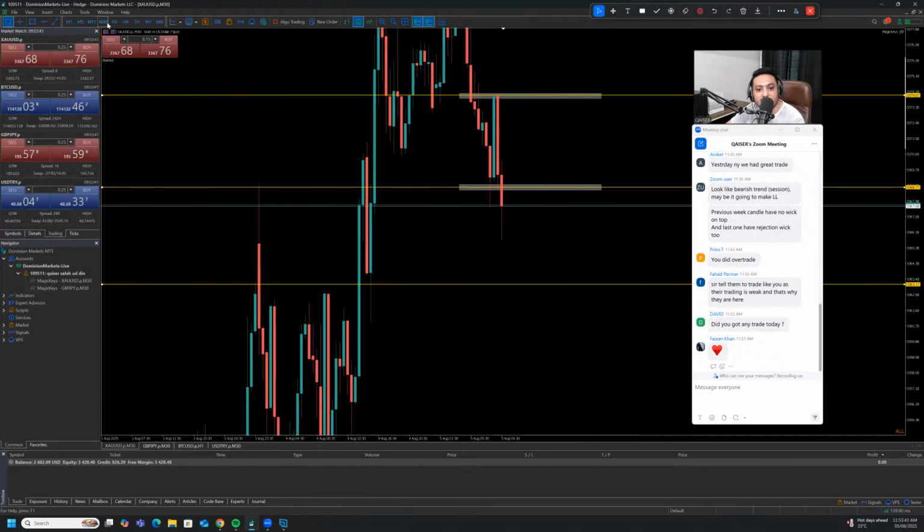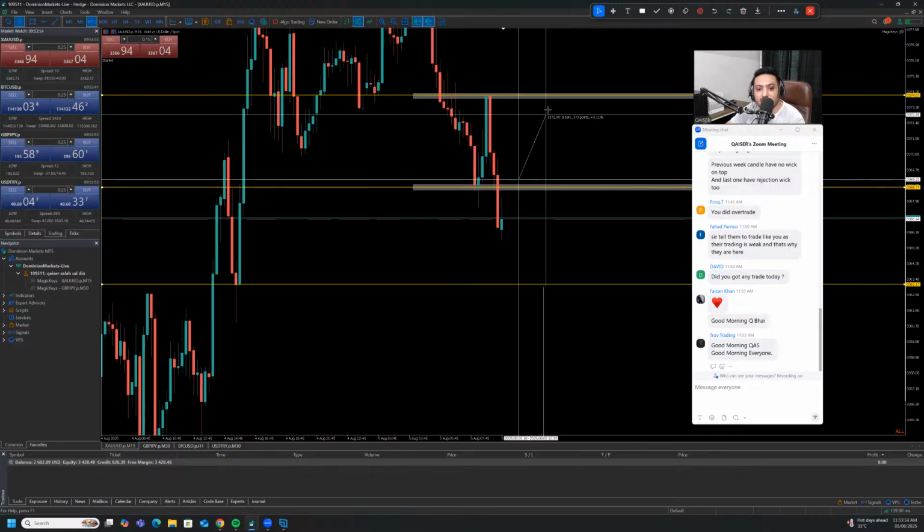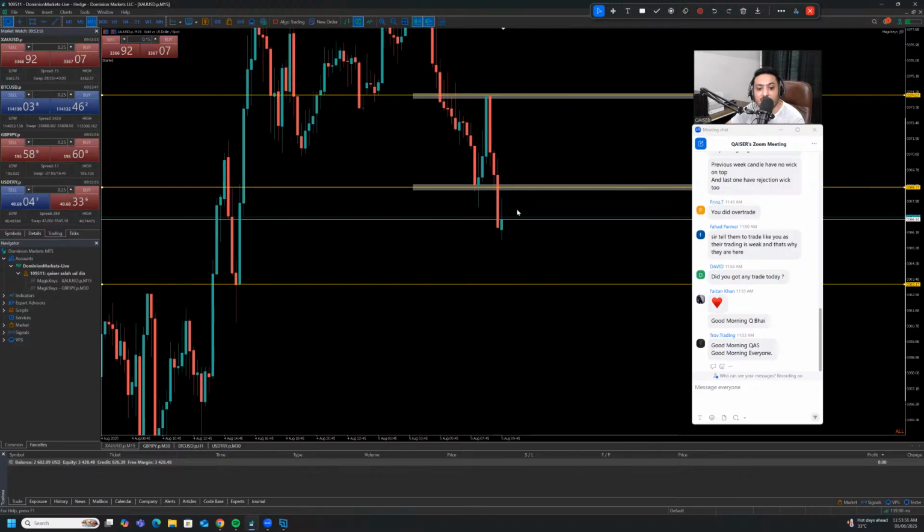And if this M30 candle closes back into the range, or if this M15 closes back into the range, with the opening of the London session, there's a probability we can fill this range. But for that, the confirmation will be that we need a candle to close back into the range.